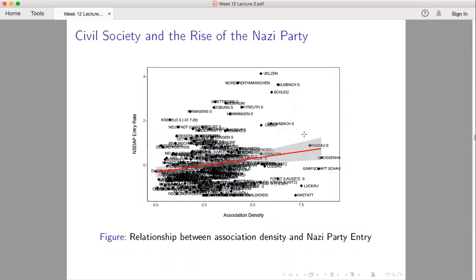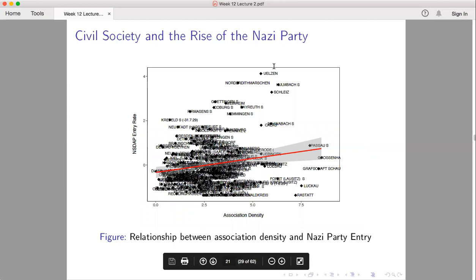And we can see that even more clearly through a correlation plot. So again, where we see high levels of association density, we tend to see that the entry rate of the Nazi Party tends to increase a lot. There's a positive correlation here.